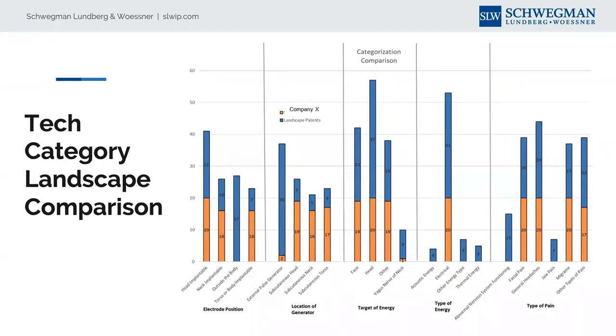Yeah, in this case, this would be against the entire landscape. You could also obviously break it down into specific companies or one company, et cetera. That's a great point. So if your client is interested in seeing how their portfolio matches up with a particular competitor, you can do this type of analysis and break it down into these different sub-technologies and key features. So in this chart, if your client was company X with the oranges, they would be pretty dominant in the industry if the blue was the rest of the industry, because they would have a very good portion of the patents in some of these categories. Okay. Yeah. And it also shows where maybe they're lacking. For example, in the first electrode position, outside of the body, maybe that's just not part of their business profile.